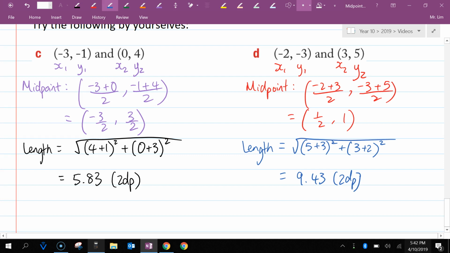And that's it for this video. So by now you should know how to find the midpoint and length of a line interval using a graph and without a graph.